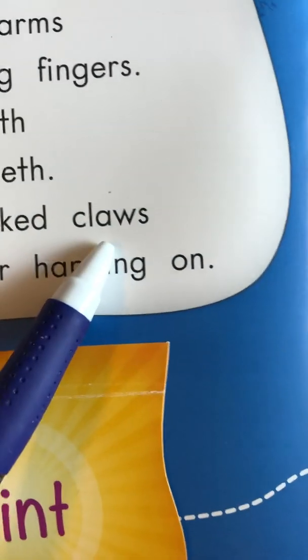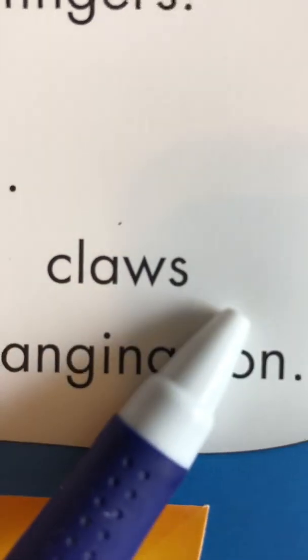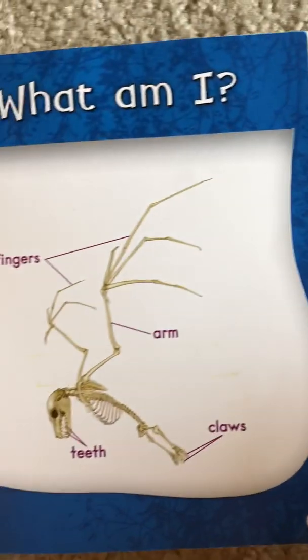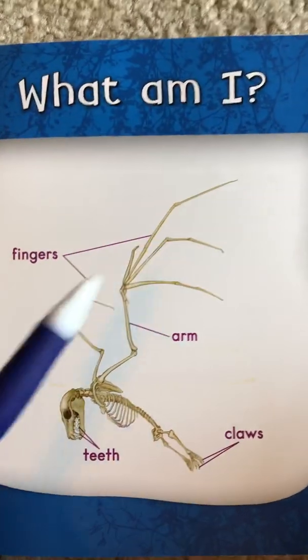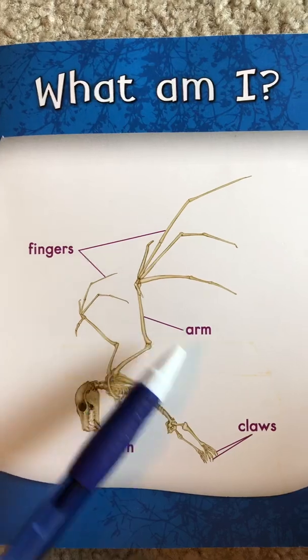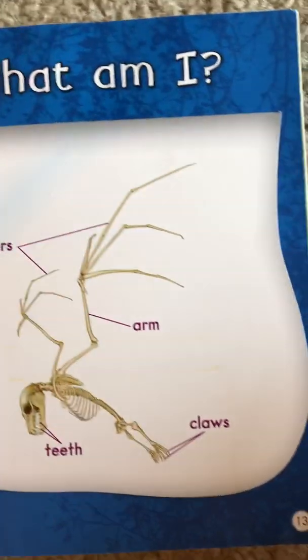Mango. Now as I'm reading, I'm also noticing some vowel teams. So the word claws has the cl, aw, s, claws. That AW we know makes the aw sound. What am I? Here's the fingers, arm, claws, teeth.